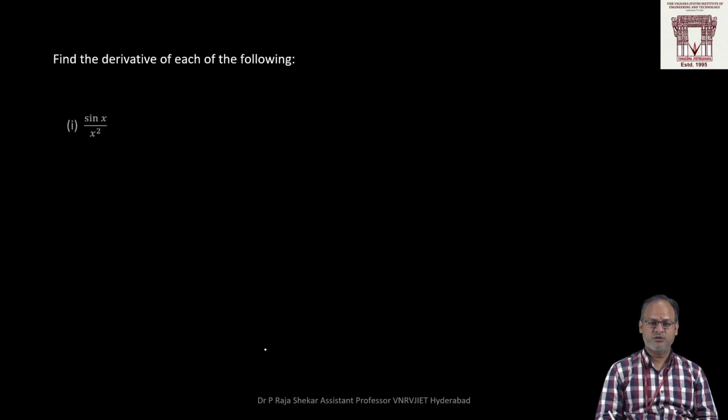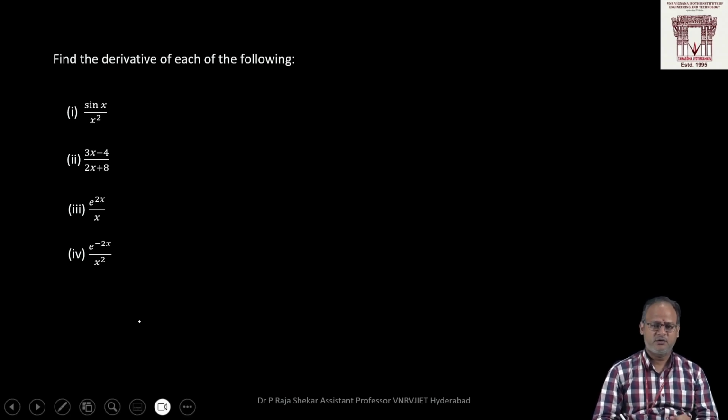You may also try these, and these are left for exercise. Just along the same lines, you may differentiate sin x by x square, similar to the previous one, then 3x minus 4 divided by 2x plus 8, similar to the first one, and the third and fourth along these lines. So these 4 problems are left for exercise. You can find the derivative using the quotient rule.